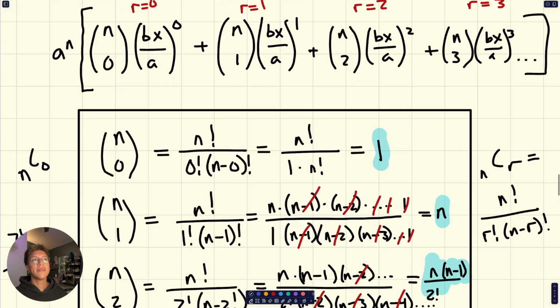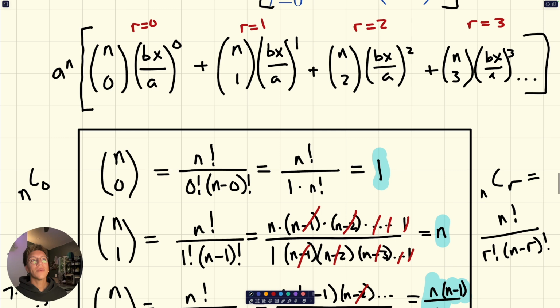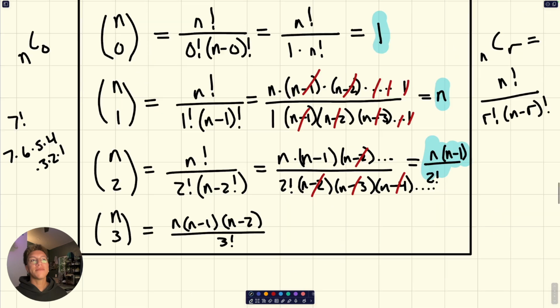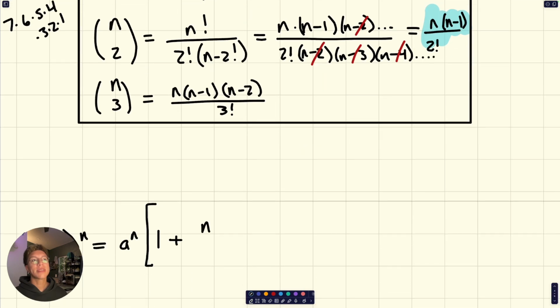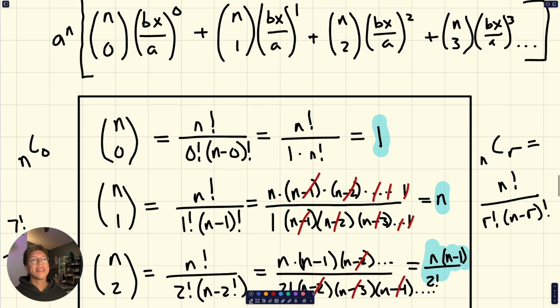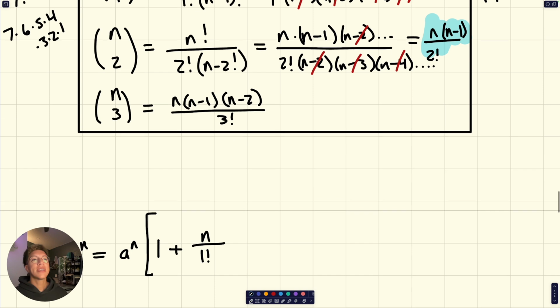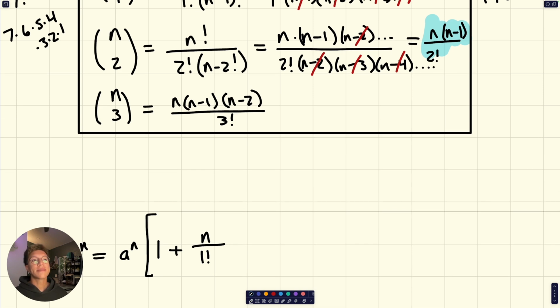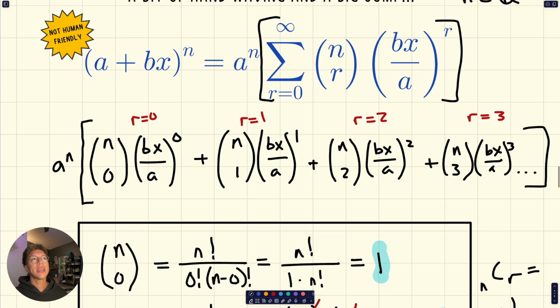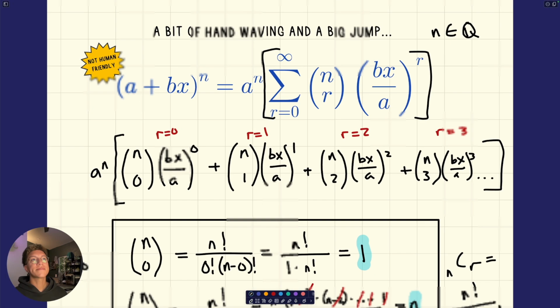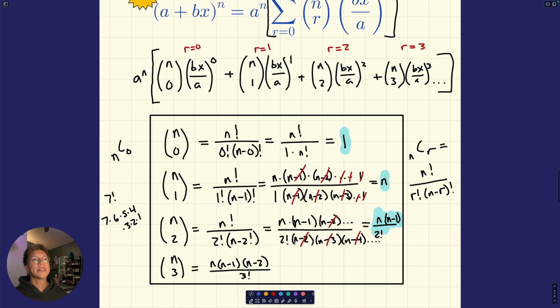Our second term is here, n choose 1. And we know that n choose 1 is going to be n. So we're going to get n here. And if we want, we can even put a 1 factorial down there. We kind of left it out from this step, but it's there. And that will make the pattern that we're going to see emerge seem a little bit easier. So we have n over 1 factorial, and then we're going to have bx over a, all raised to the 1 power. Maybe we can zoom out a little bit here so we can see everything together.